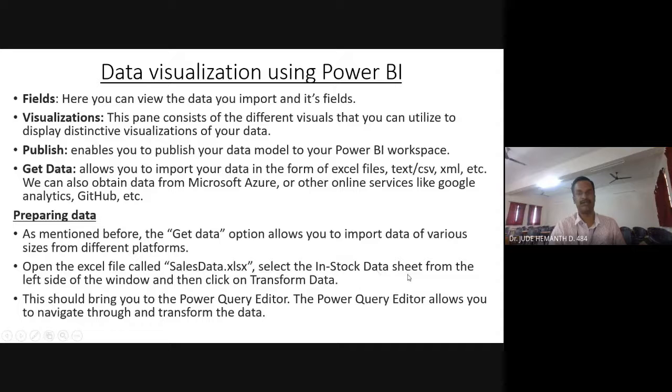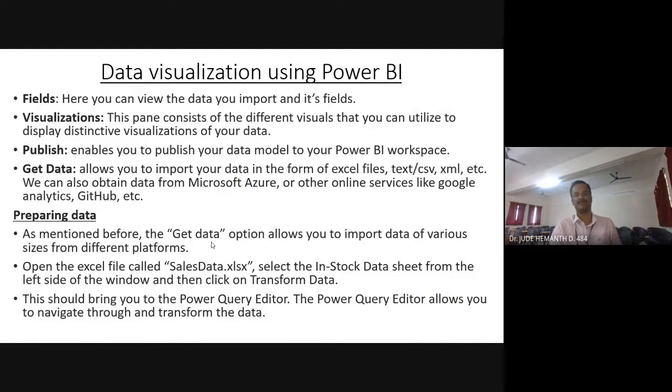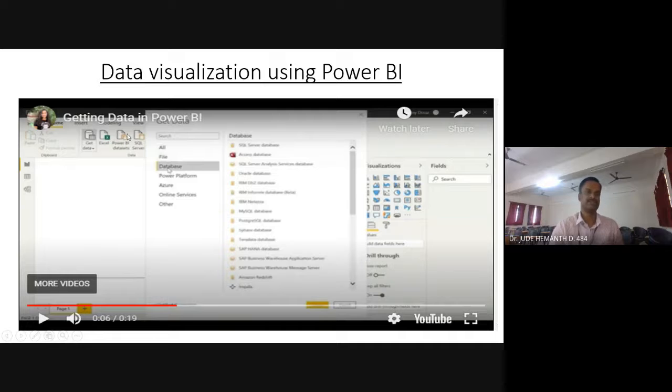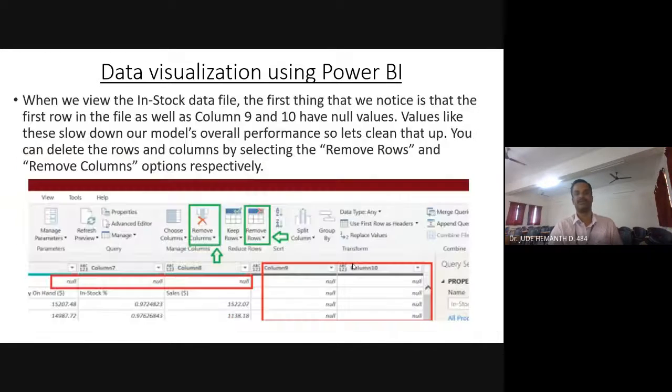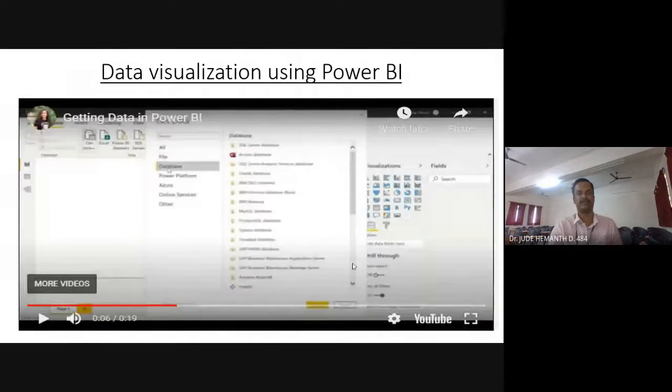Select the in-stock data sheet from the left side of the window, and then click on transform data. Right? You will have these options. Right? This option is not available here, and that screenshot is not available here. But you can go for making use of these commands to get your transform data. So once you get the data, you will get the sheet like that, where you can go for directly importing the data, and from selecting the data, and all the different types of data will be available. You click that, and then you go for clicking your visualization type, you can get your output.